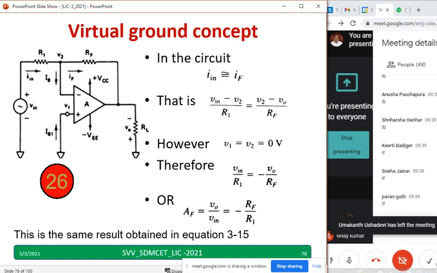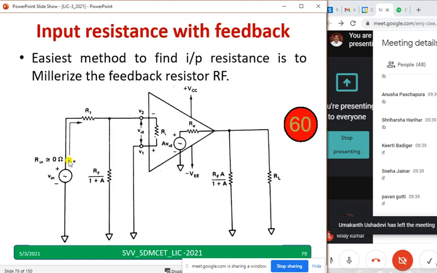The diagram is saying, now input resistance with feedback. This you are supposed to copy down. Take 1 minute, write down a neat diagram. The easiest method to find the input resistance is to millerize the feedback resistor RF. How to millerize? Directly I take RF by 1 plus A, and on this side also RF into A by 1 plus A. We will not discuss how and why, etc. As of now, to find the input resistance, you have to millerize the feedback resistor, and the equivalent resistance will become like this. Then we will do the derivation for input resistance with feedback.